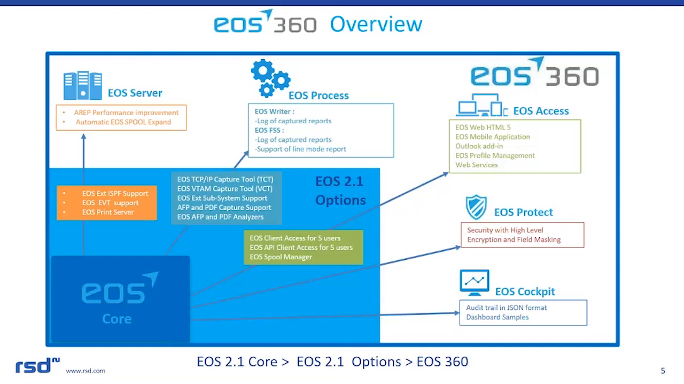Finally, EOS Cockpit. This provides insights into the EOS environment. So it's just, if you would, information about your information system. Cockpit processes detailed SMF records, providing them in a JSON format for dashboard reporting, and then also can be integrated into your business intelligence platforms for additional insight into your environment.